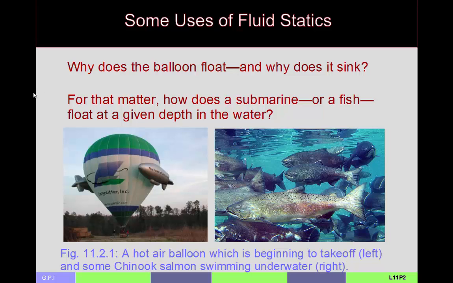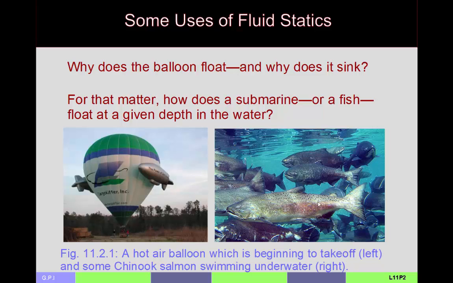So there are a number of applications of fluid statics in a variety of different fields. For example, why does a balloon float or sink? How does a hot air balloon work, for example? How do you navigate hot air balloons? For that matter, why do submarines work? How does a submarine work? How does a fish work?